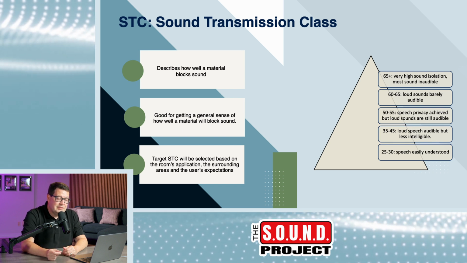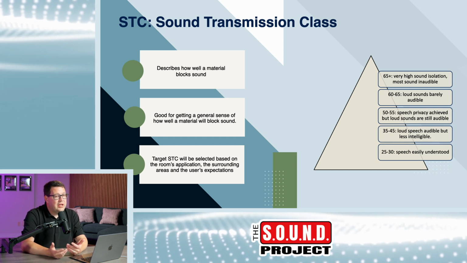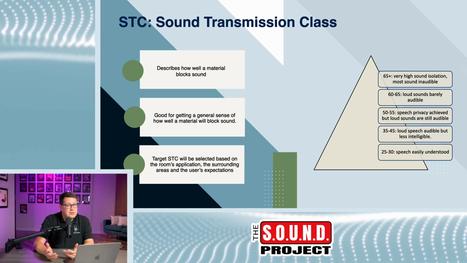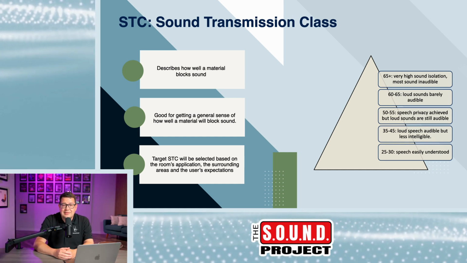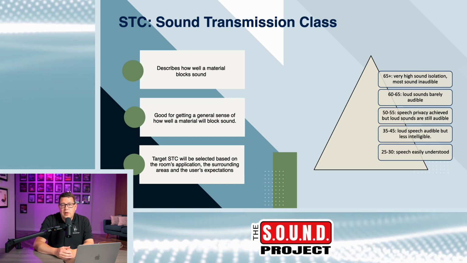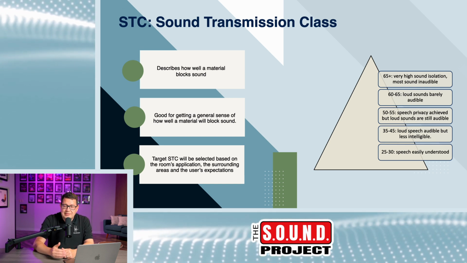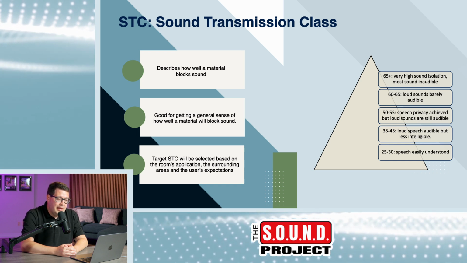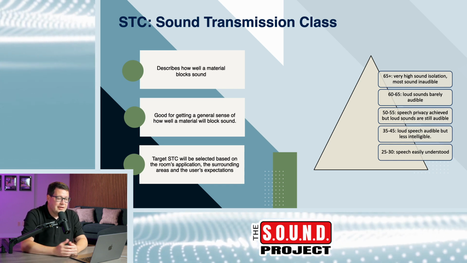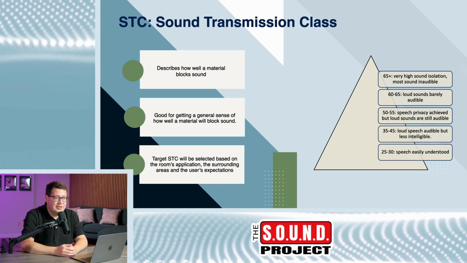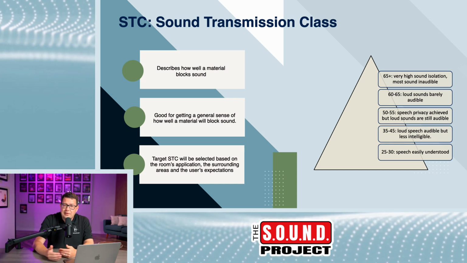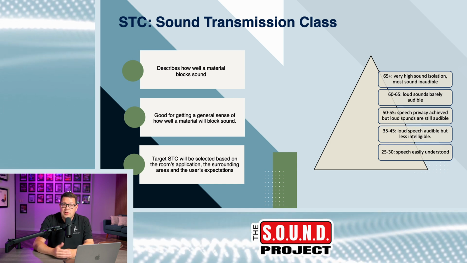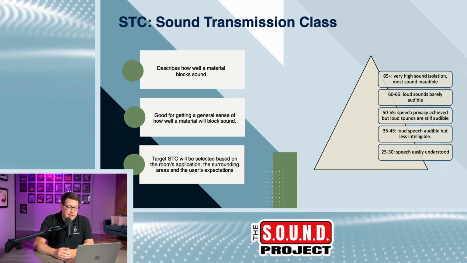For 60 to 65, loud sounds are barely audible, and usually that 60 threshold is where, in many of our studio designs, we start. It all depends on what the client is needing, but 60 is kind of the start of where we're designing our studio STC values to be. And then at 65 plus, you have very high sound isolation. Most sounds are inaudible. That doesn't mean that you won't hear anything on the other side of a wall that's 65 or higher, but it's going to be very much diminished and is going to be a good start for trying to get isolation in a room.